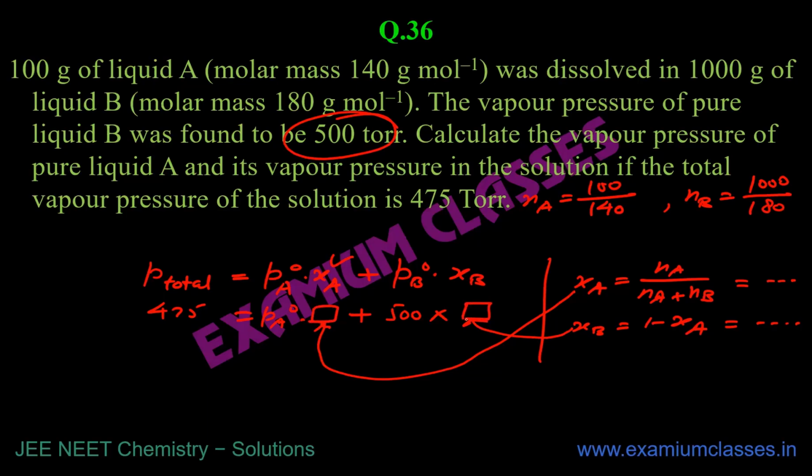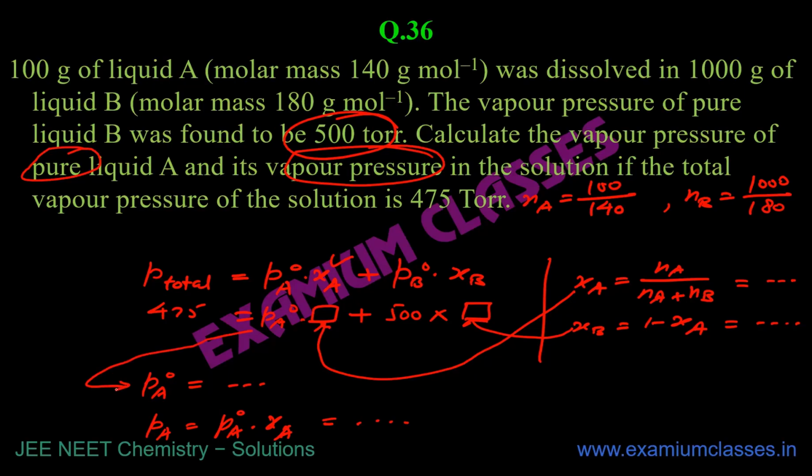So the only unknown is PA naught, which is asked. You will calculate PA naught. Once you know PA naught, after that, you will calculate PA. PA will be PA naught into XA, because that is also asked. Calculate the vapor pressure of pure liquid. So pure liquid will be PA naught, and vapor pressure normally of the solution will be this vapor pressure of A in solution. Any confusion here? From here you will get PA naught. Once you have PA naught, you can get PA.